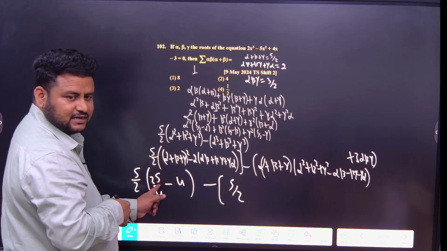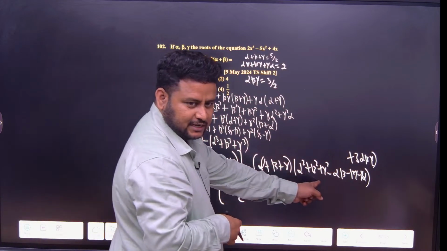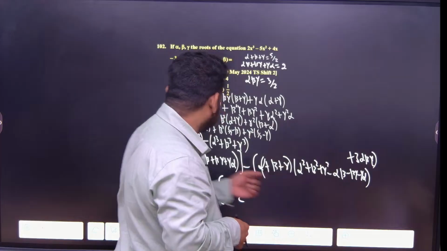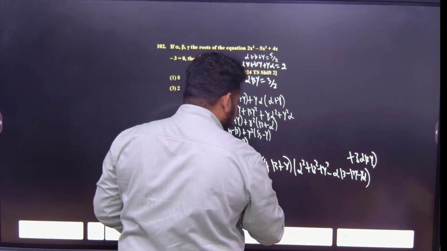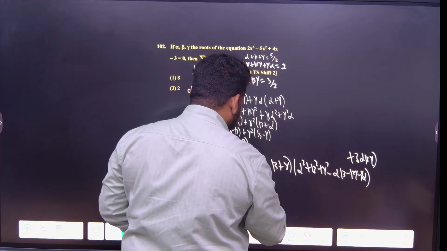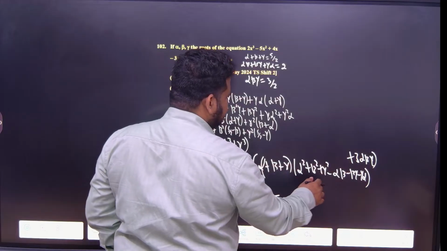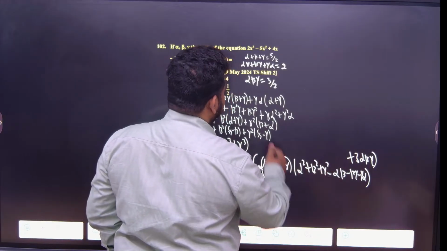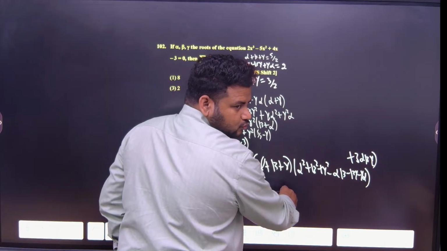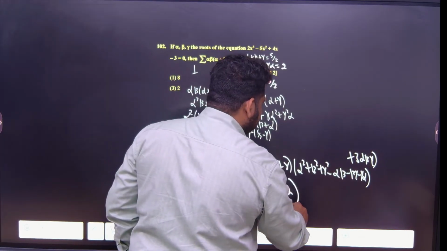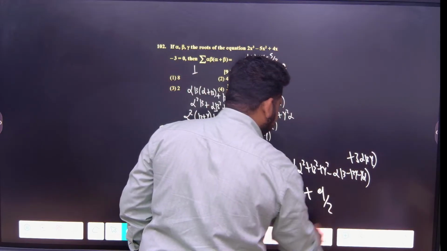What we will get? 25 by 4 minus 4, that is 9 by 4. This itself is 9 by 4, correct na? I can put the value here as 9 by 4 because here I am finding alpha square plus beta square plus gamma square only. So I can write it as 9 by 4 minus, if I take outside, alpha beta, beta gamma, gamma alpha, that will become 2, minus 2, plus 3 times alpha beta gamma, which is 9 by 2. Correct? 9 by 2.